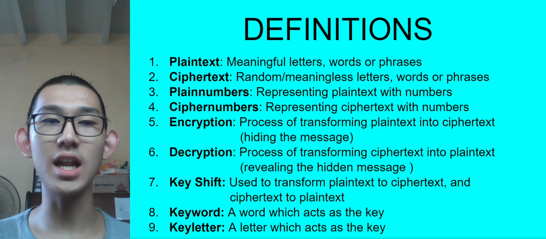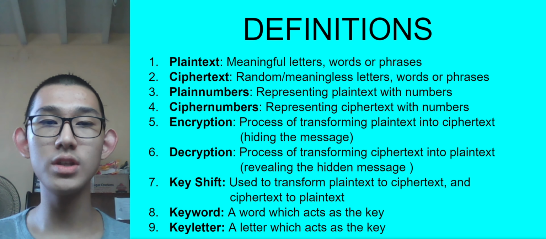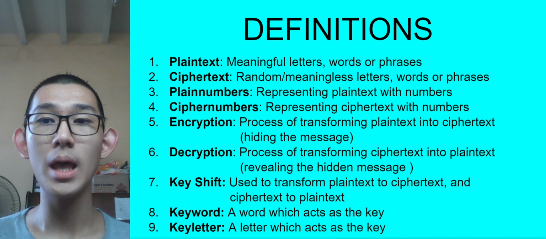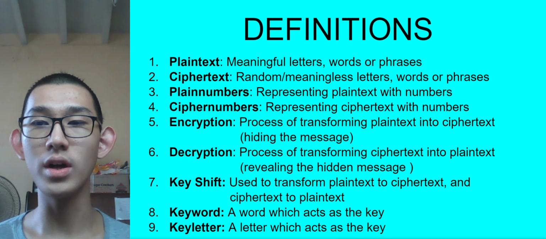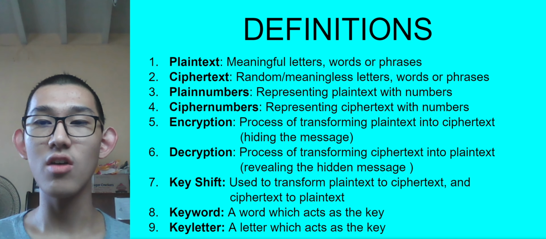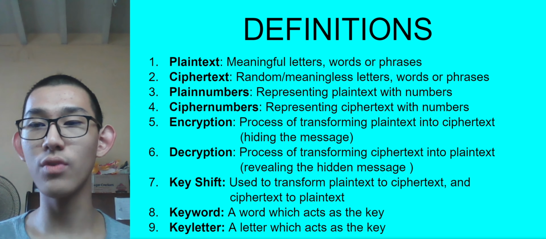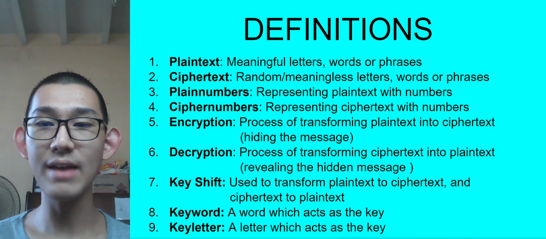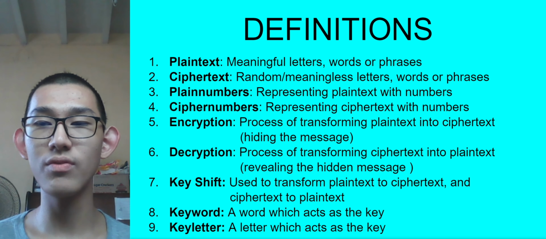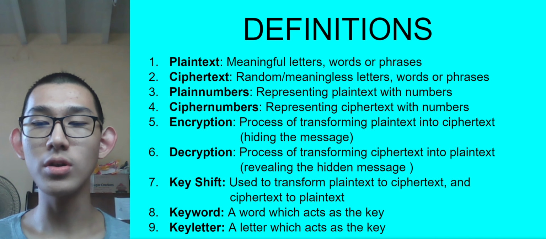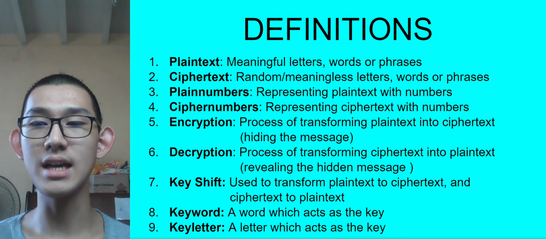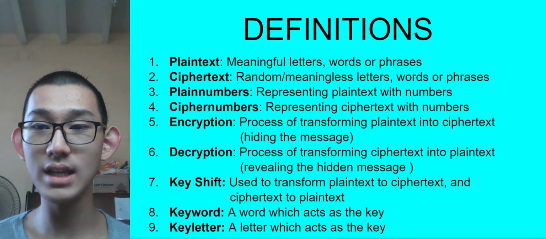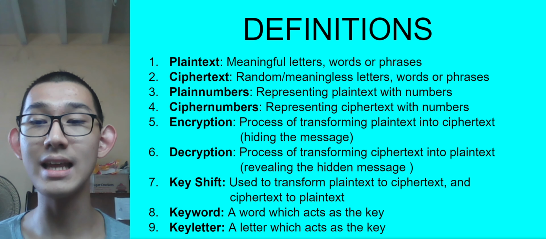These are some definitions that are important for you to know. New to this week is keyword and key letter, but allow me to go through it all again. Plaintext, meaningful letters, words or phrases. Ciphertext, random, meaningless letters, words or phrases. Plain numbers, representing plain text with numbers. Cipher numbers, representing ciphertext with numbers. Encryption, process of transforming plain text into ciphertext or hiding a message. Decryption, process of transforming ciphertext into plain text or revealing a hidden message.